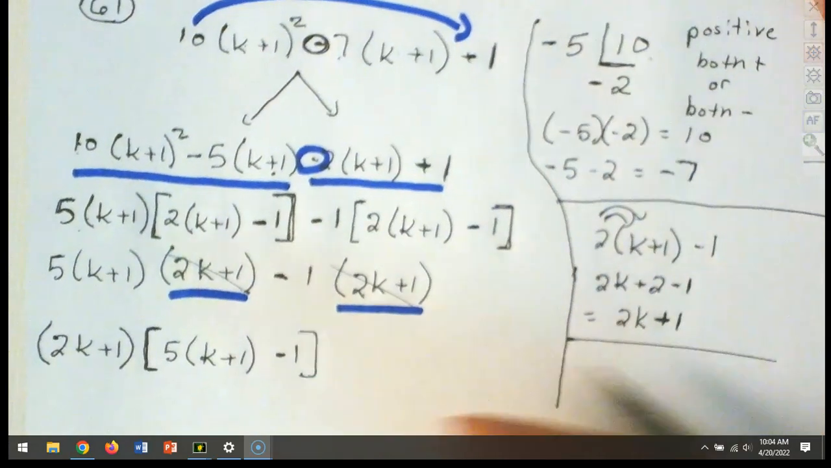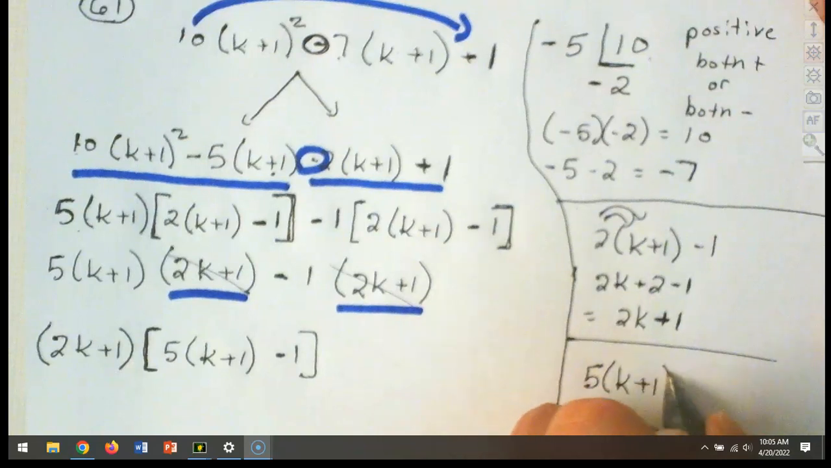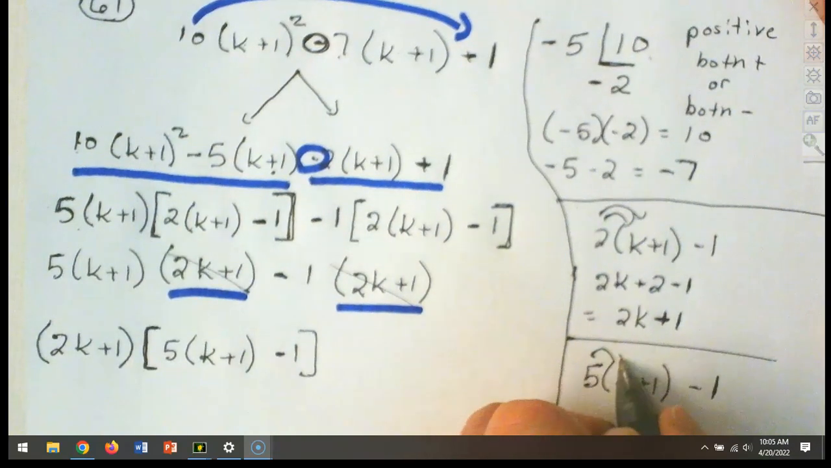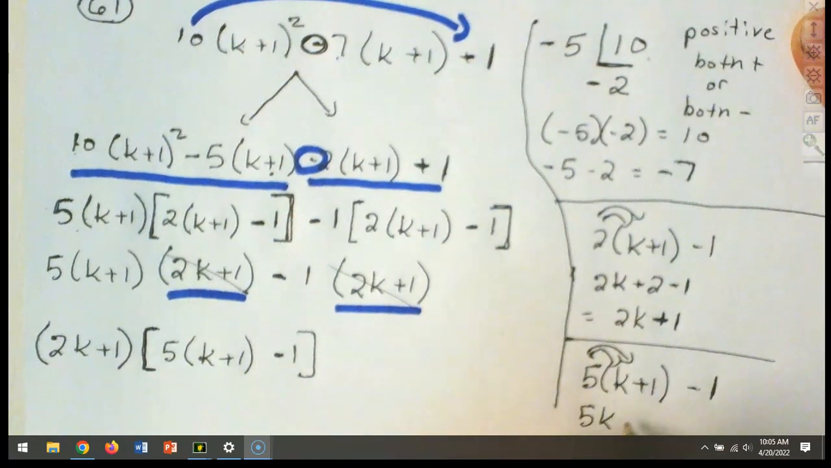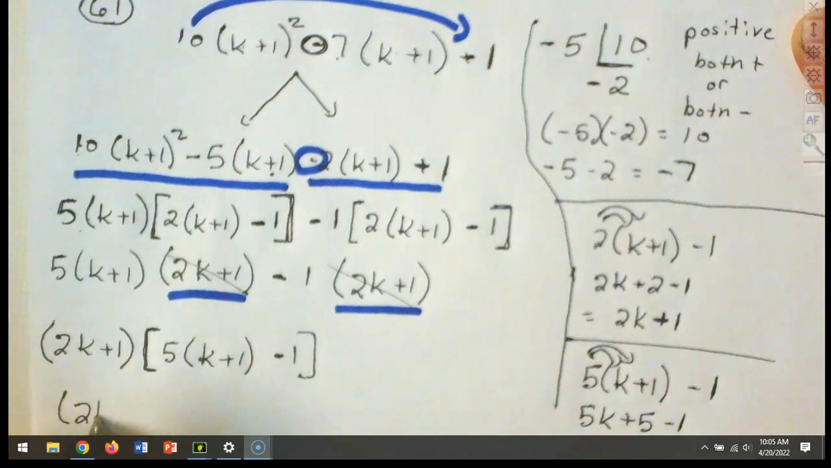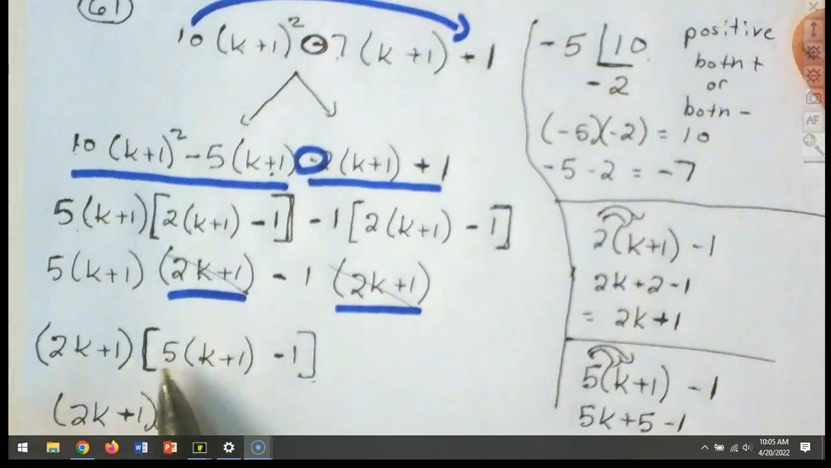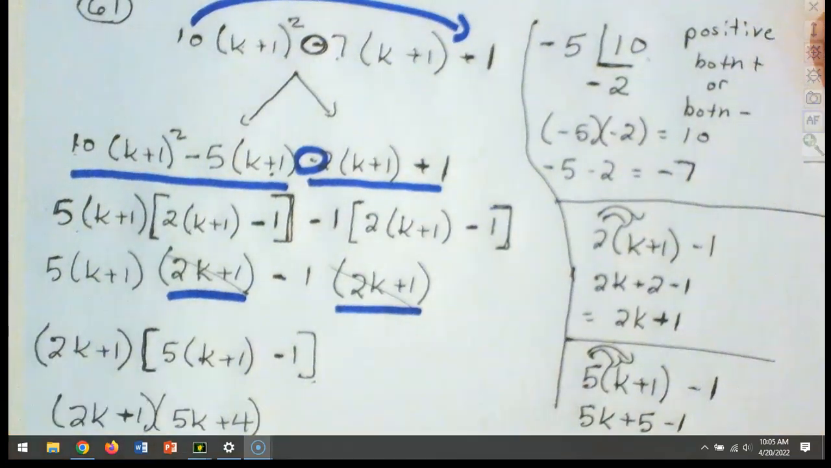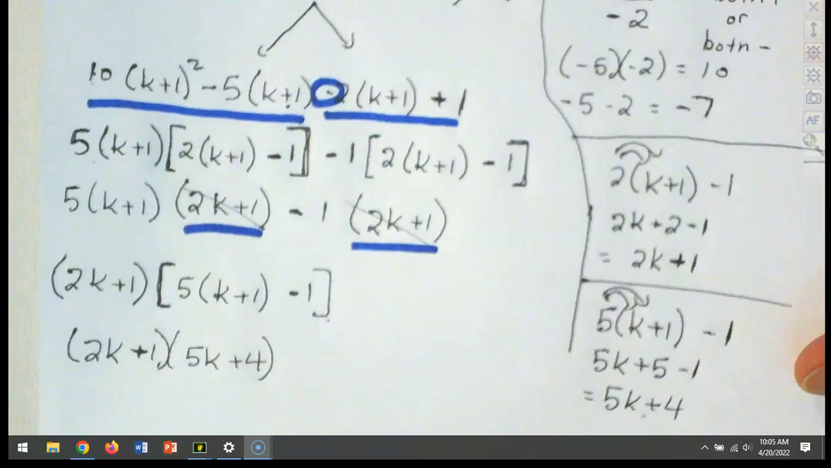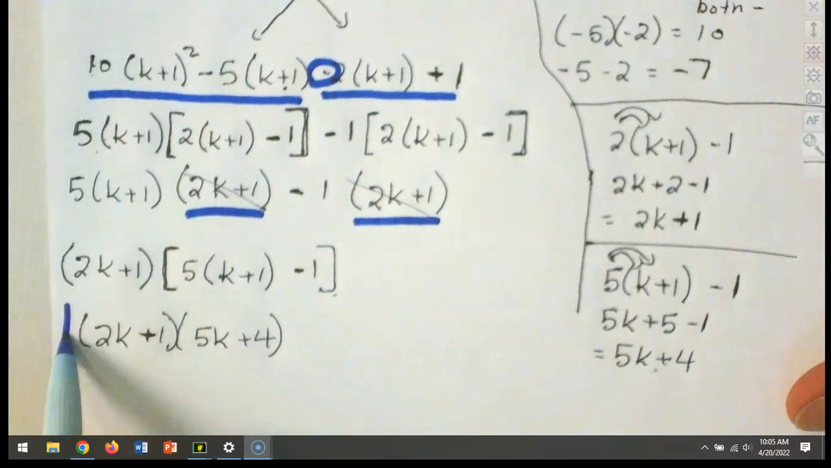This has to be cleaned up a bit. So we've got 5 times k plus 1 minus 1. Go ahead and distribute your 5 through. And that's 5k plus 5 minus 1, which is then 5k plus 4. So that gives me then for my final answer, 2k plus 1. This here became 5k plus 4. And that's it.